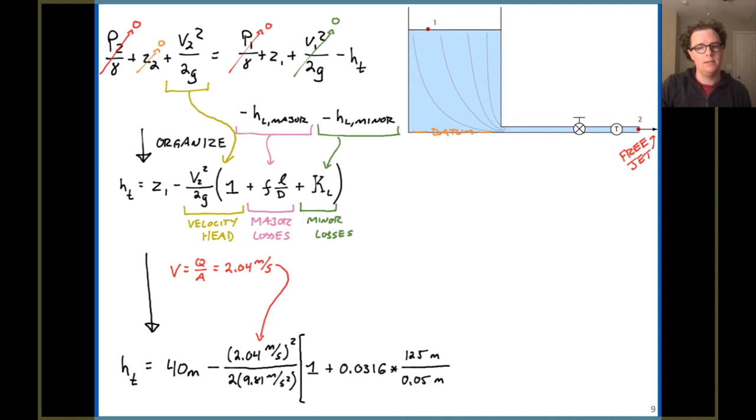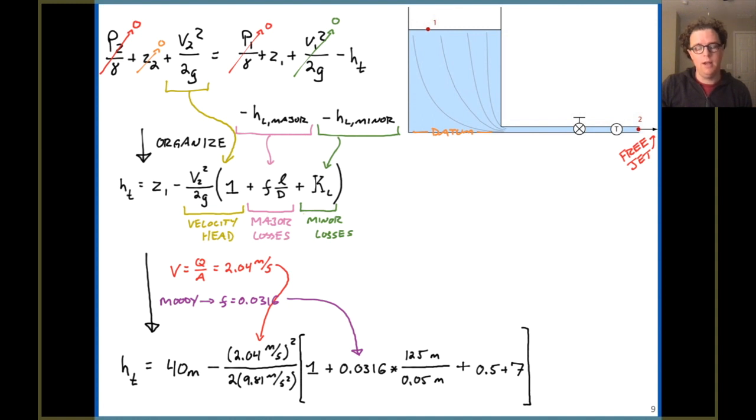Now for our major losses, you'll notice I've plugged in for f 0.0316. That's a Moody diagram problem. So we were given that this was a cast iron pipe, we were given the diameter, and we have enough information to calculate Reynolds number, and epsilon is a value we can look up for cast iron. So I've gone ahead and used the Moody diagram. We've practiced this in past lectures to get that friction factor f. 125 meters of pipe in the numerator, a diameter of 5 centimeters or 0.05 meters down in the denominator.